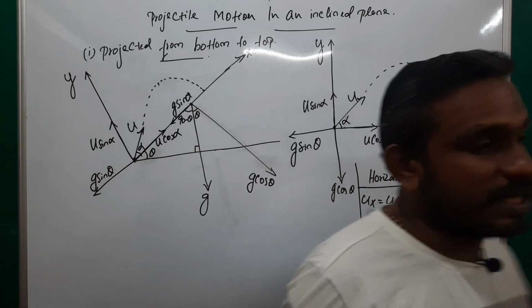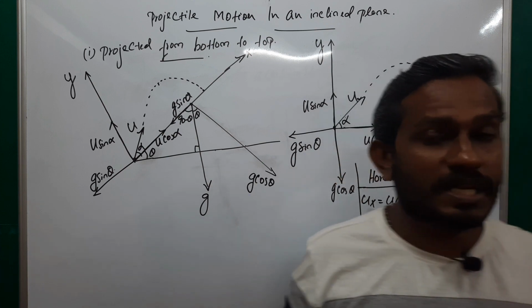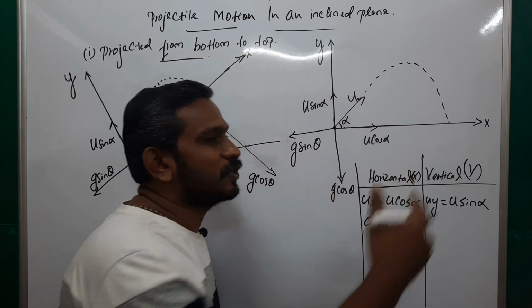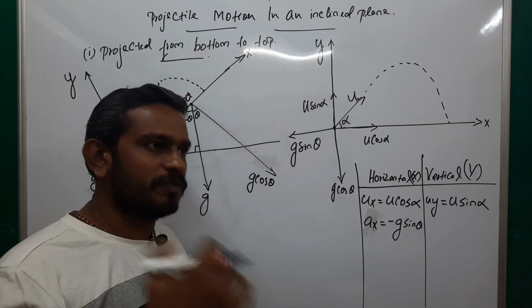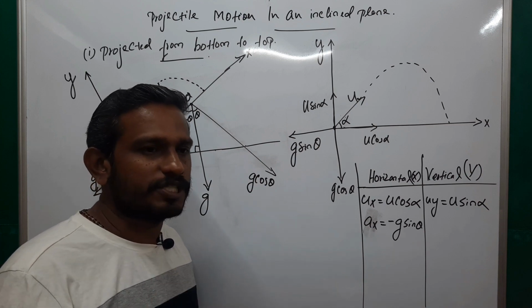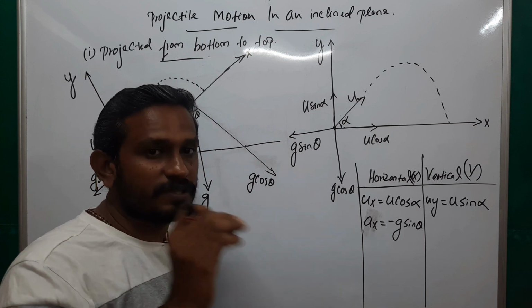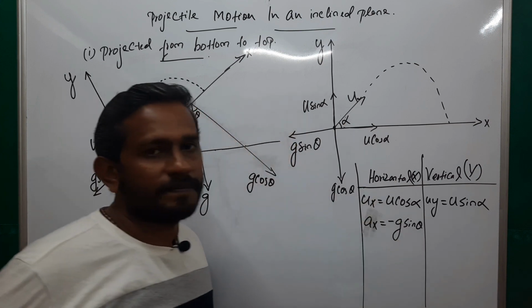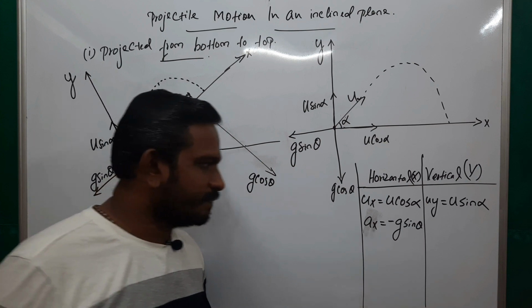So in the initial projectile, in that horizontal projection and projection from a certain height, there is no acceleration. Very, very important: the horizontal acceleration is 0. That's why the object is moving with a constant horizontal velocity from the point of projection to the final point. But here acceleration is there. It is a retardation. So ax equal to minus g sin theta.